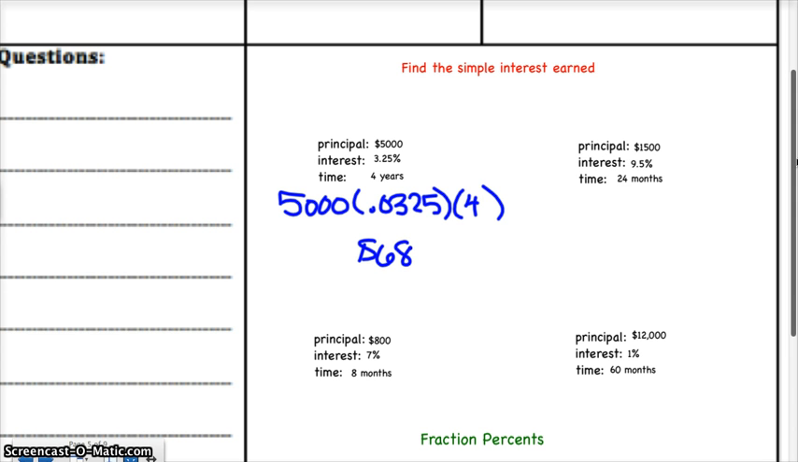650. Okay, so 650. I earned $650 in 4 years just by my money chilling out there. Well, I guess we don't know if it was a deposit or a loan. Okay, the next one, it would be 1,500 times 0.095 times what? 2. Be careful. Times 2. And what do you get as the final answer?